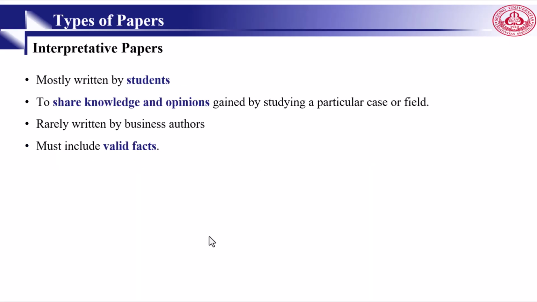Interpretative research papers are mostly written by students in order to share the knowledge and opinion they have gained by studying a particular case or field. For instance, a student of literature is asked to write a research paper on a poem she or he read. Then they have to write this sort of research paper. Another case is, for example, business cases in any study course. The most important thing in this type of research paper is that the student writes based on it and the supporting data should be valid.